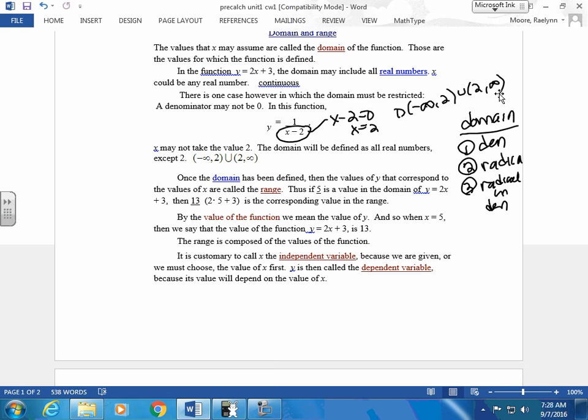Is your assembly tomorrow? Period 2. Period 2 tomorrow.